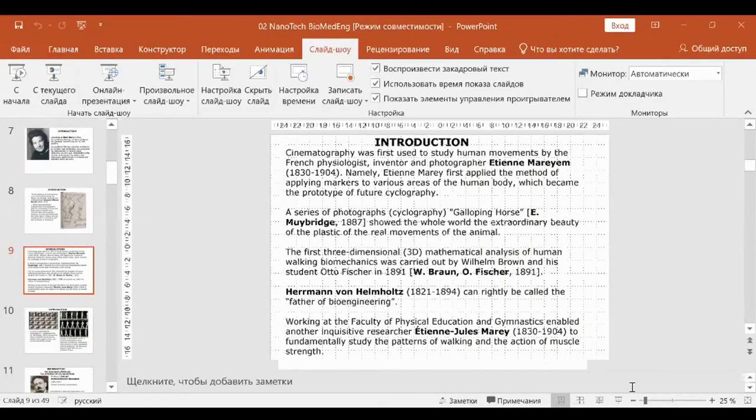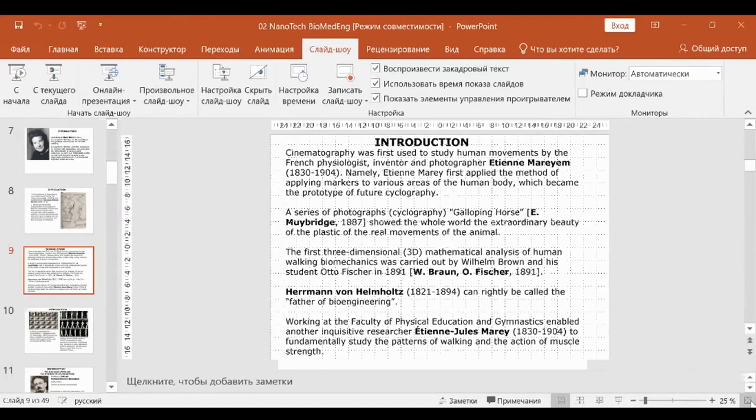Cinematography was first used to study human movements by the French physiologist, inventor, and photographer Etienne-Jules Marey. Namely, Marey first applied the method of placing markers on various areas of the human body, which became the prototype of future cyclography. A series of photographs, cyclography, helped Muybridge show the world the extraordinary beauty of the plasticity of the real movement of the animal.